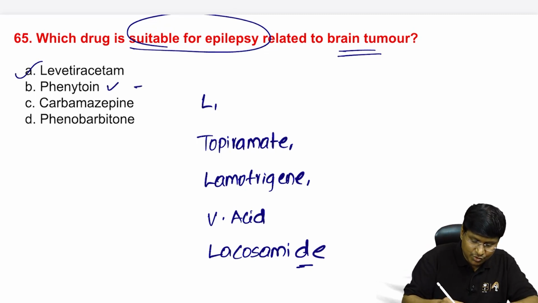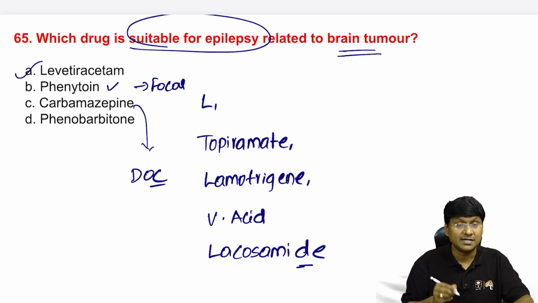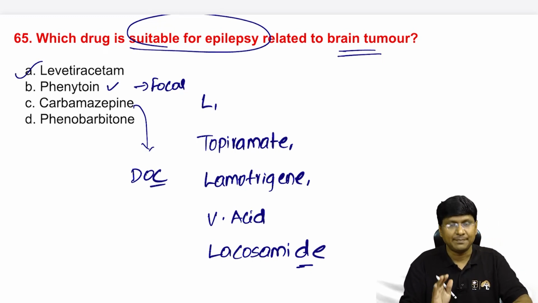Whereas phenytoin is usually given in case of focal epilepsy as an alternative drug, and carbamazepine is the drug of choice in case of focal epilepsy. Right, this is a drug of choice in case of focal epilepsy.